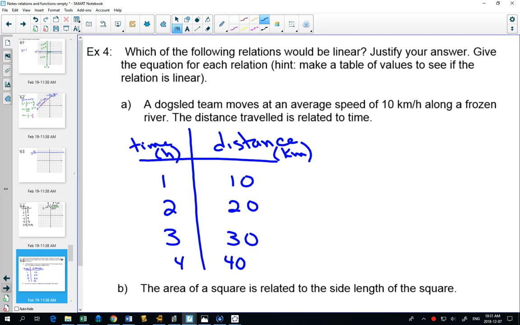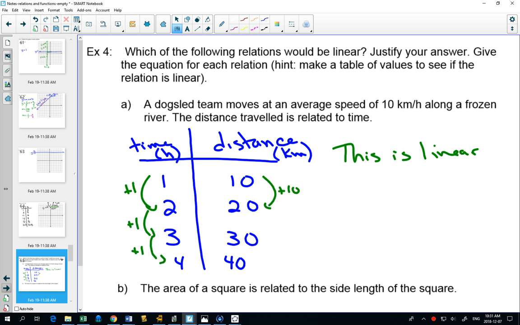Is this linear? Yes. We know it's linear because over here, we're going up by the same amount, and here, we're going up. The change is the same. If I went backwards here to 0, you'd go 0.